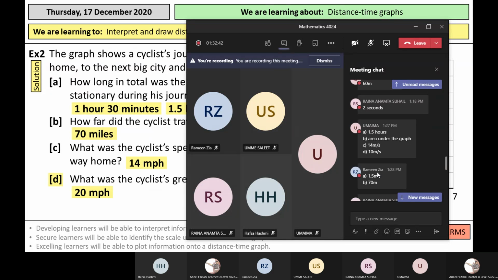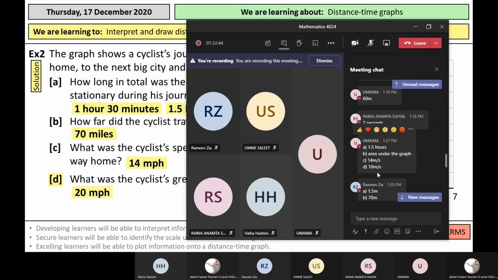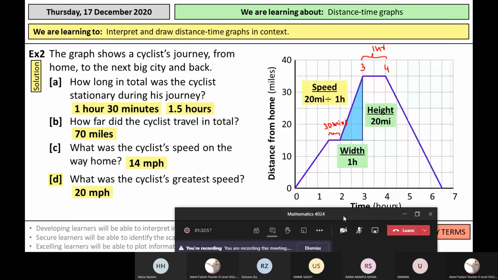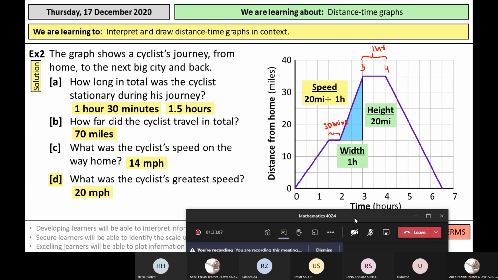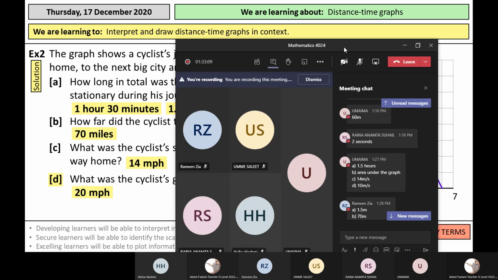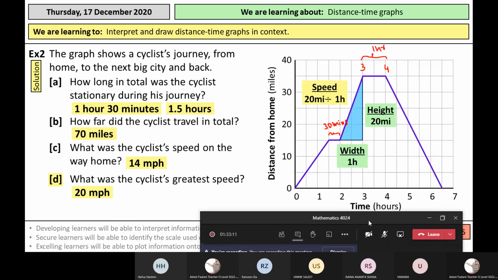D part, Umema, can you hear me? Yes, sir. Umema, you have written the answer 10 meter per second. All right. It's miles per hour. Since time is in hours, you need to be very careful while writing the unit. And again, the answer is 20 miles, right? It's not 10. Got it?